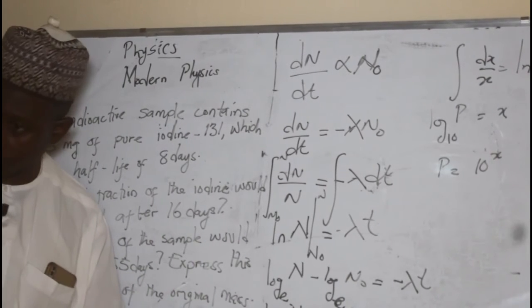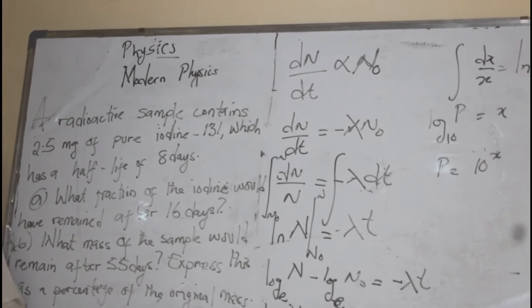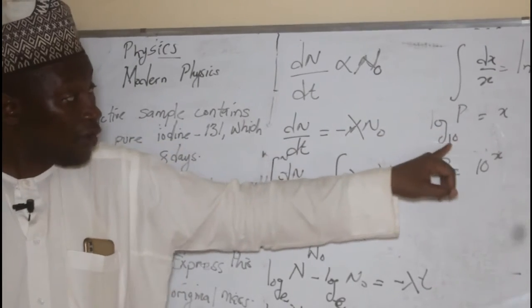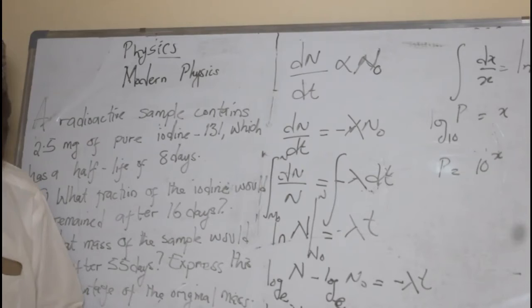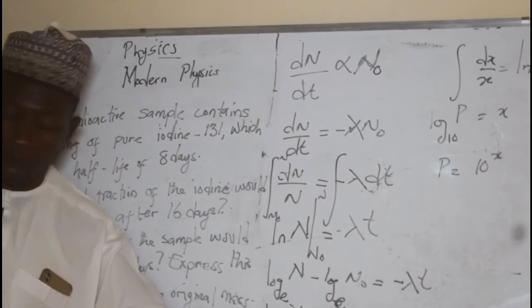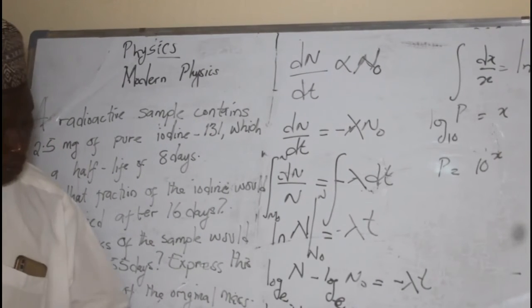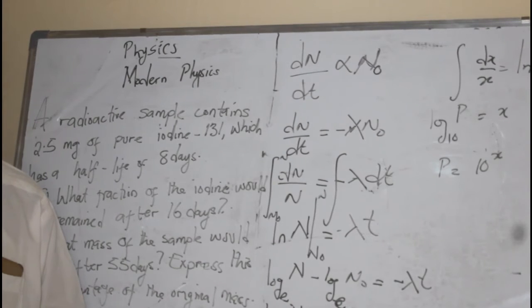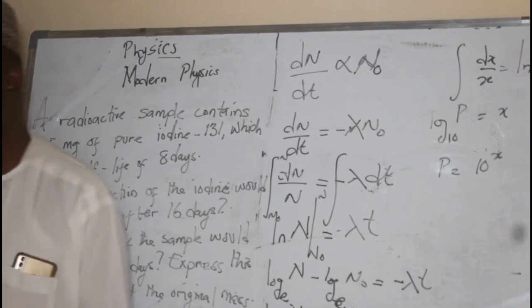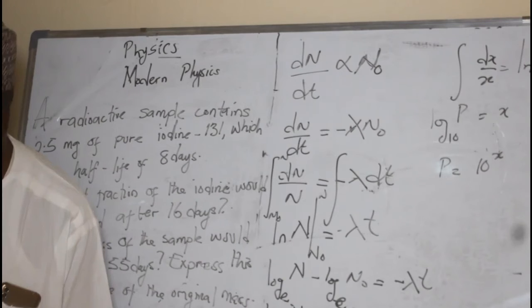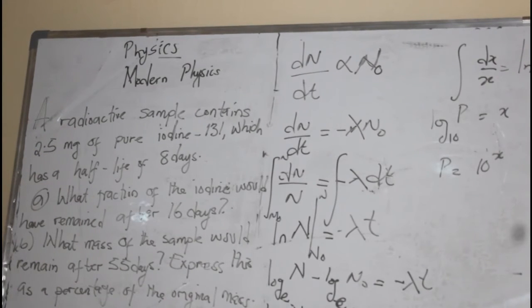Now that I have this, I'm still going to use laws of logarithm. If I have log p base 10 equals x, it means 10 raised to the power of x equals p. Similarly, if I take e and raise it to the power of this, it equals N over N naught. That's what I did here. I multiply throughout by N naught and I obtain this. And this is what we call the radioactive decay law. Lambda is the decay constant, t is time, N naught is the initial number of atoms present, and N is the final number of atoms after a time t.